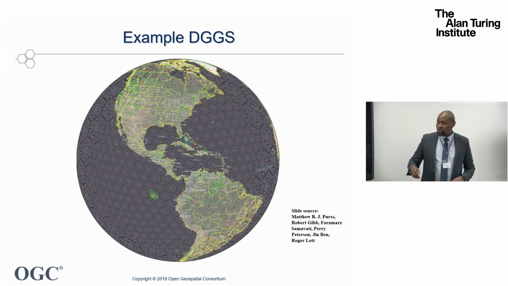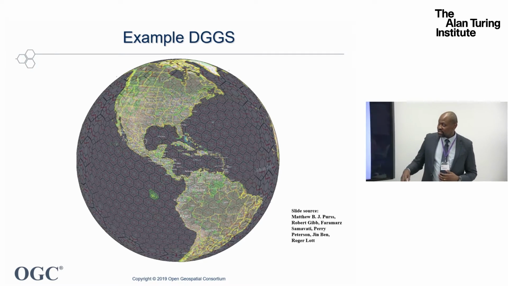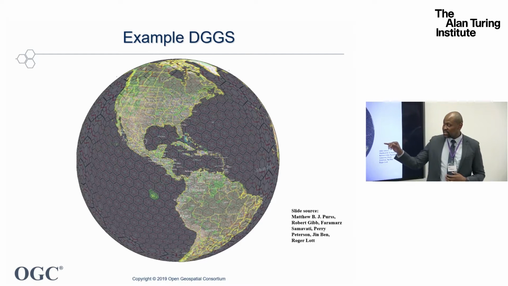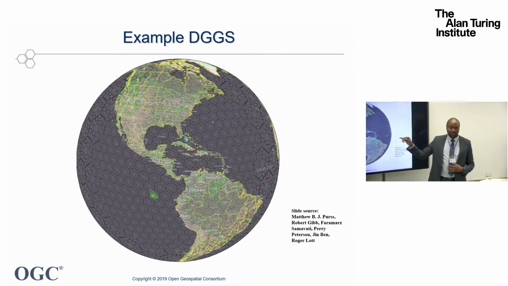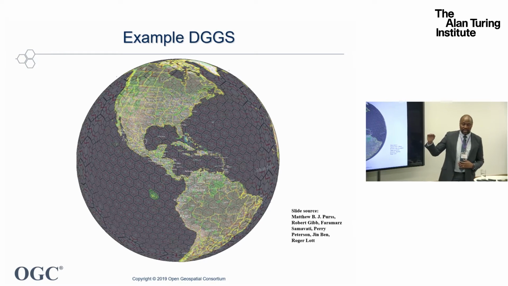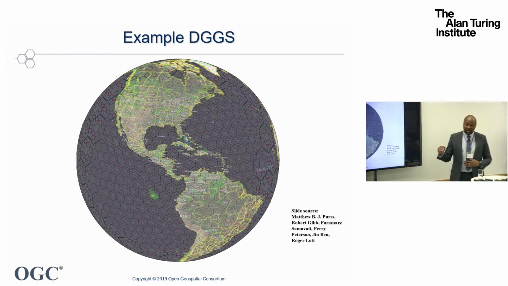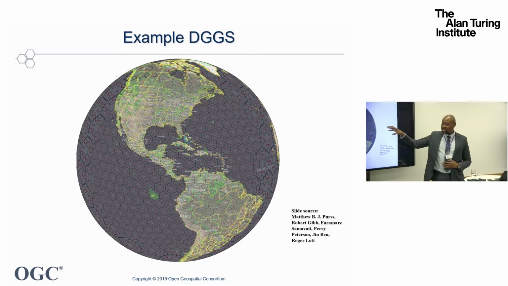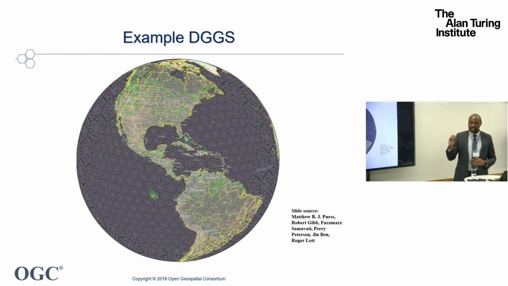This slide shows an example DGGS. What hopefully you can see here is that the DGGS in this case is formed of hexagonal cells. Hexagonal cells at different tiers or different levels. And as you drill down into the DGGS, you get finer grained cells. And each one of those cells can be uniquely identified and information retrieved from it.